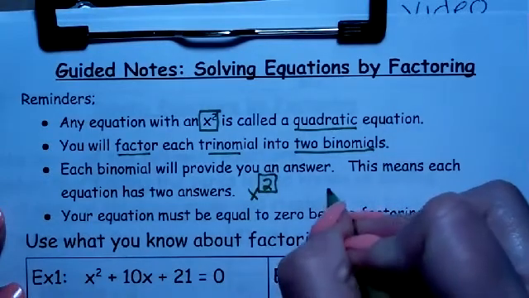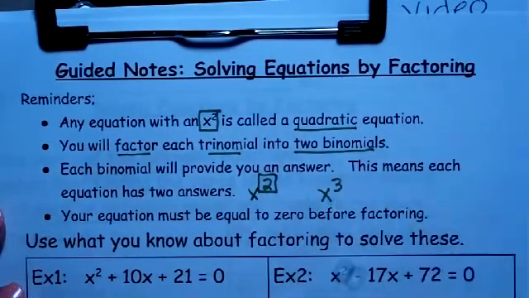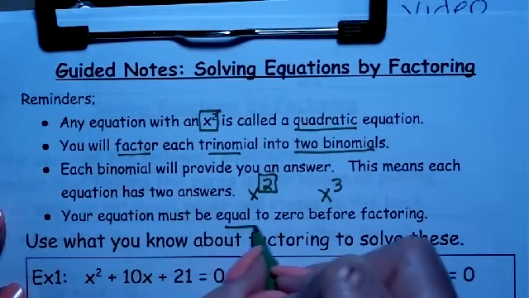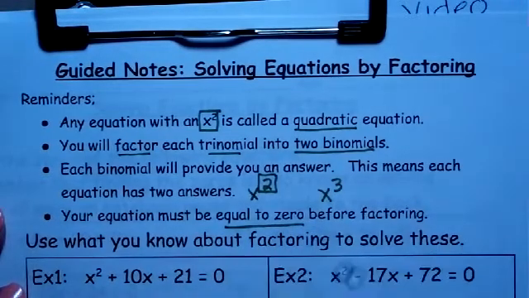If I actually had something that said x to the third, I know that there's actually 3 answers to that equation, not just 1, but 3. X squared has 2 answers. The other important piece is, and we'll see this as we're working, to be able to solve an equation by factoring, it must be equal to 0. Before you can factor, you have to have your equation equal to 0.